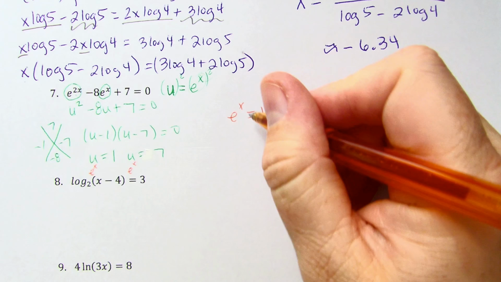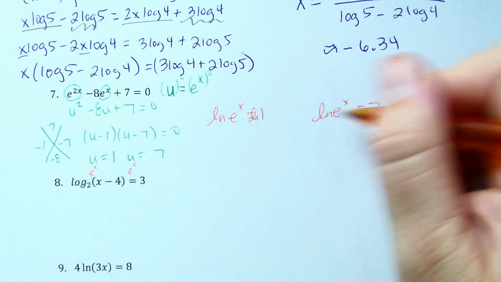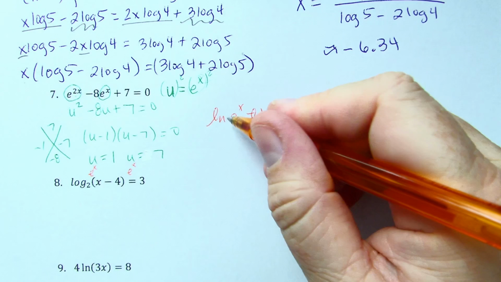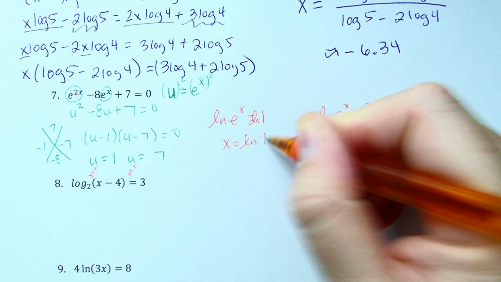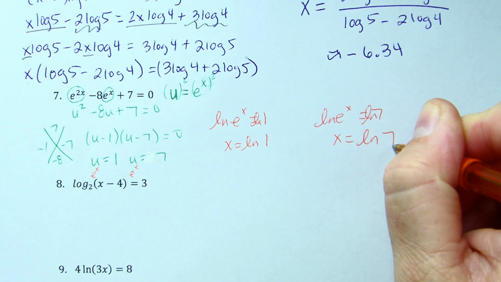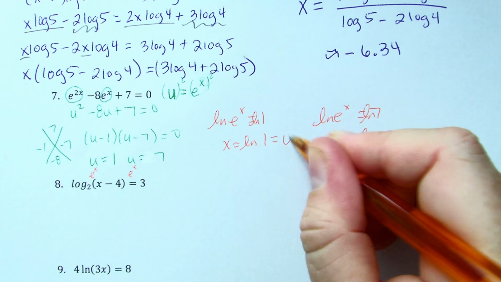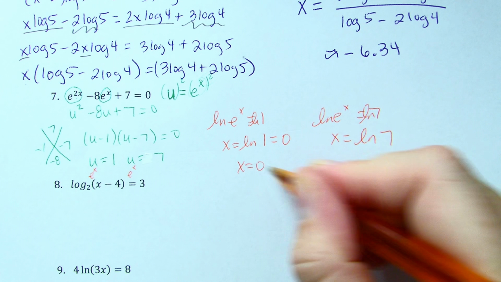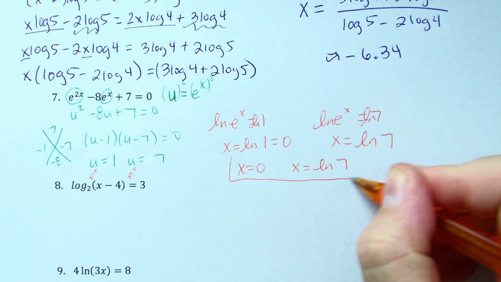And then I need to solve each of these. Well, I can take the natural log of both sides, and then that just becomes x, so I have the natural log of 1, and this becomes just x, and this becomes the natural log of 7. Well, remember, any logarithm with any base of 1 equals 0. So I have x equals 0, and I have x equals natural log of 7.